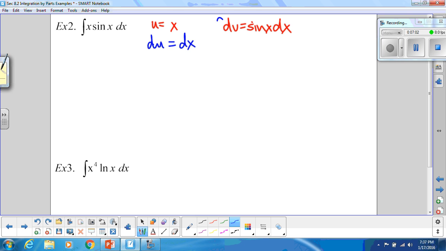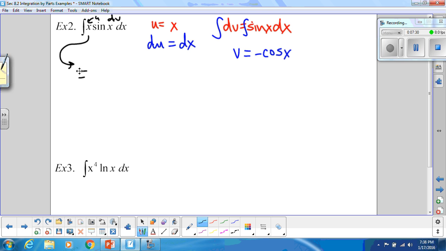And then we need to integrate the dv to get plain old v. So remember, this is going to be negative cosine. Remember, the derivative of cosine is negative sine. We didn't have a negative. And so we have all of our pieces now to fill in the formula. I'm not going to write out the original integral. I think you can see that this is my u, this is my dv.